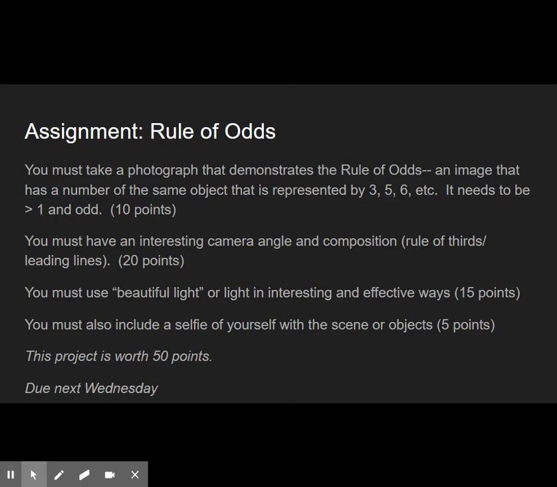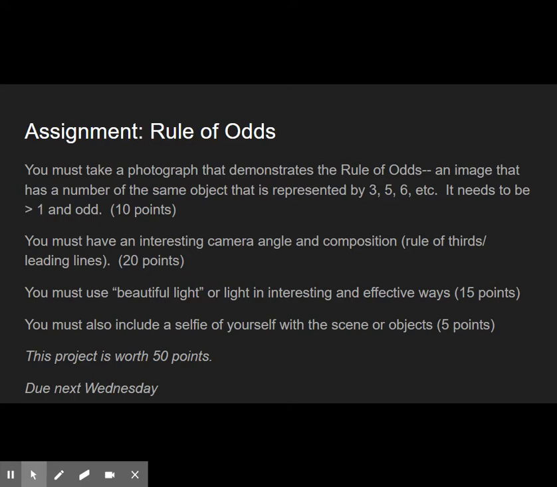So 10 points of your assignment is to check that box, right? Do I have 5 objects that are the same in my picture? Then we have to have an interesting camera angle and composition. I'm not requiring the rule of thirds or leading lines here. Of course, you may use those because they will guarantee that, but you can try a different, interesting camera angle and composition to see if you can break those rules or stray from them and see what happens. But honestly, it's so easy to just stick with those 2 things because they are tried and true and work every time. Always look for beautiful light, the way your light is going to fall across something.